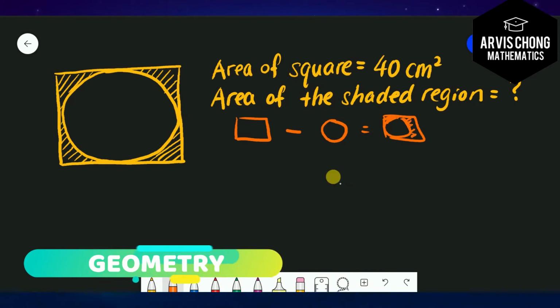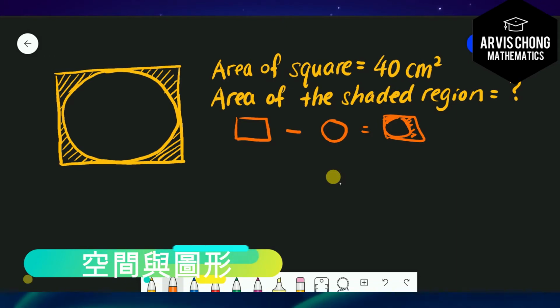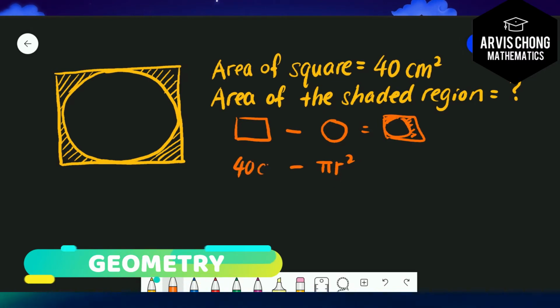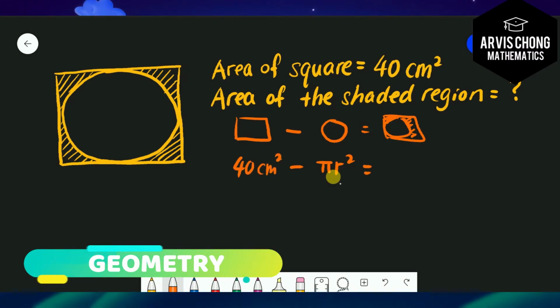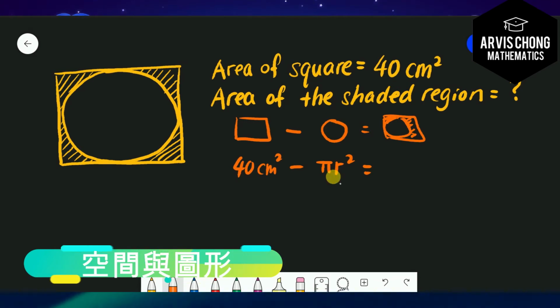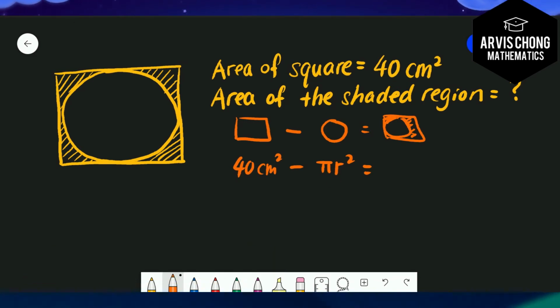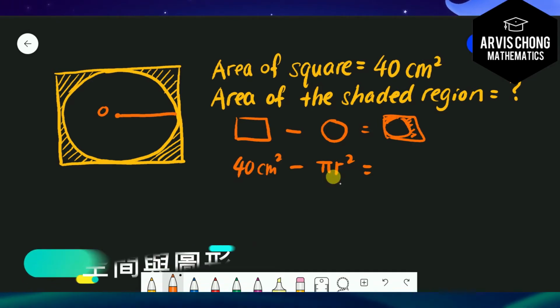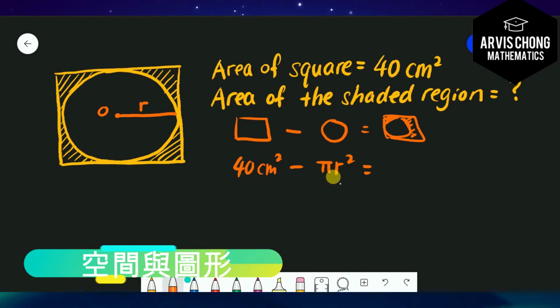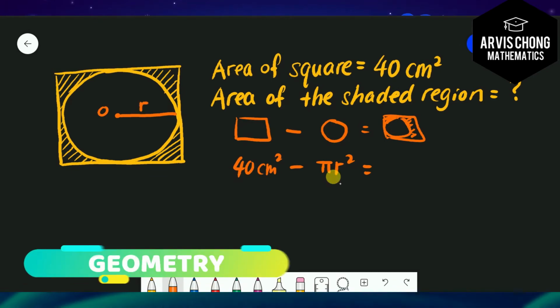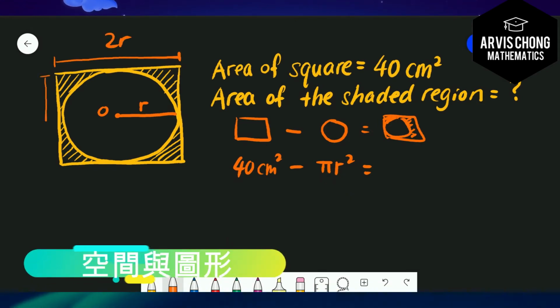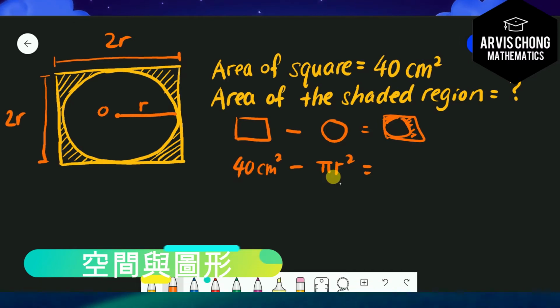To find the area of the circle, we know that the formula is pi r squared. The area of the square given here is 40 centimeters squared, so we need to find the value of r. Here r is the radius: this is the center of the circle, and from here to the edge of the circle is named r. In other words, the length of the square will be 2r. This will be 2r as well, because this is a square, and all the sides of a square are equal.